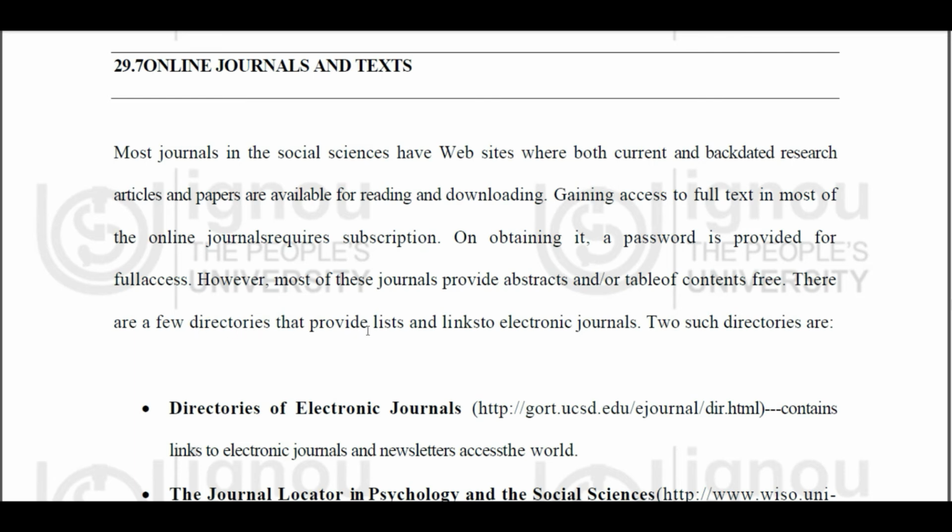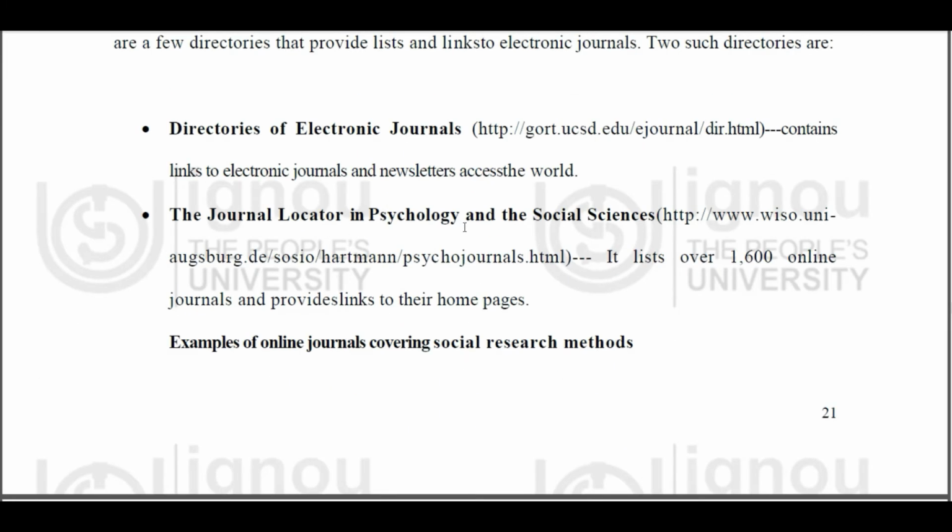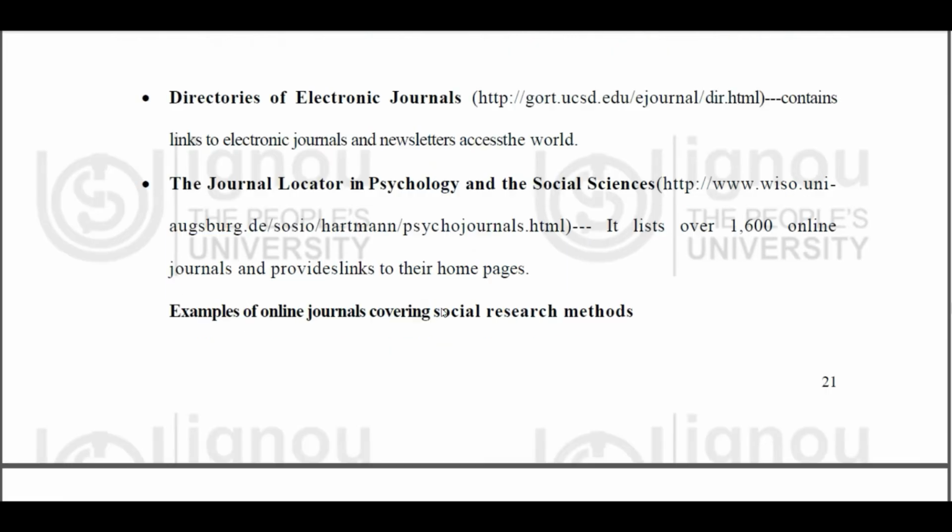There are a few directories that provide lists and links to electronic journals. Two such directories are the directory of electronic journals, at ucsd, which contains links to electronic journals and newsletters across the world, and the journal locator in psychology and social science. It lists over 1600 online journals and provides links to their home pages.